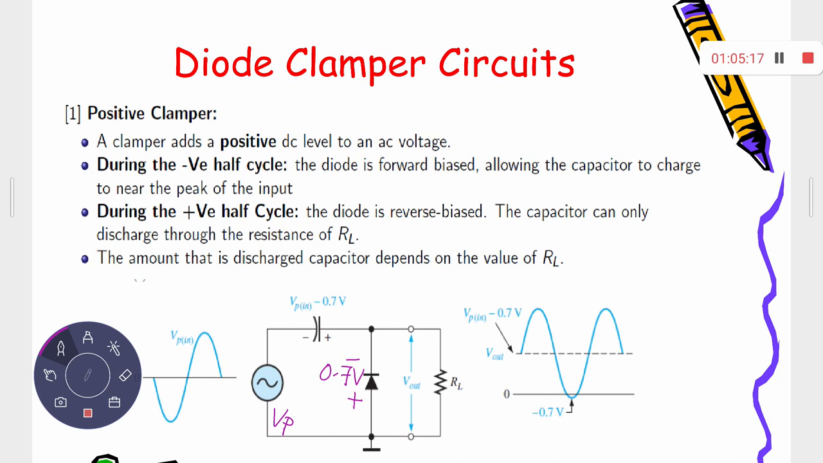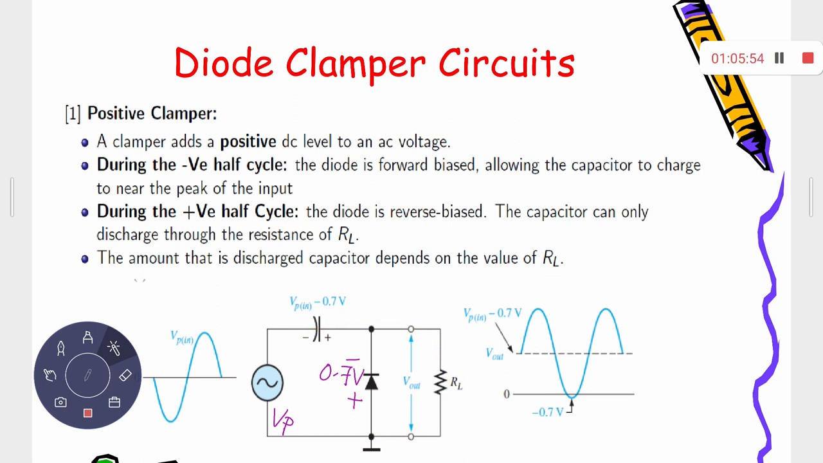Right. Now what happens after this? In the negative half cycle, the diode will be forward biased, and it will carry the current through this. And obviously, the RL is of no use during the negative half cycle. So the capacitor will be charged with this side positive, this side negative. Now, what happens in the positive half cycle? In the positive half cycle, the diode becomes off, and then this retained charge within the capacitor will be discharged through this RLC combination.